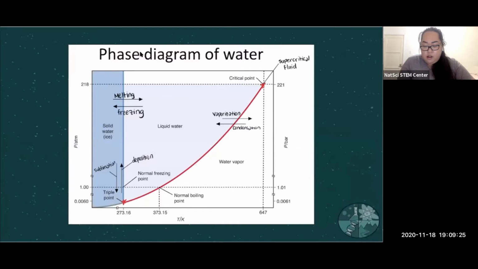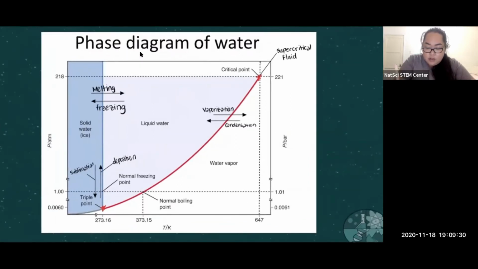So right here, you'll see that the critical point is here. So at this state is a supercritical fluid. What that means is that it's at such a high point that your substance is this interesting fluid, I guess you could say.